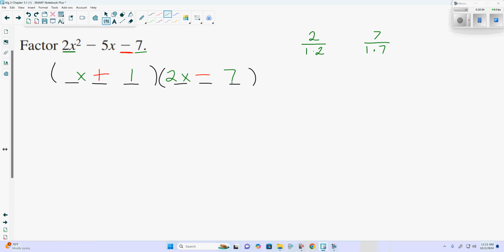We can try this here. X times negative 7 is negative 7x. 1 times 2x is plus 2x. So now we need to do negative 7x plus 2x, negative 7 plus 2, negative 5x. Is that the middle term we wanted?